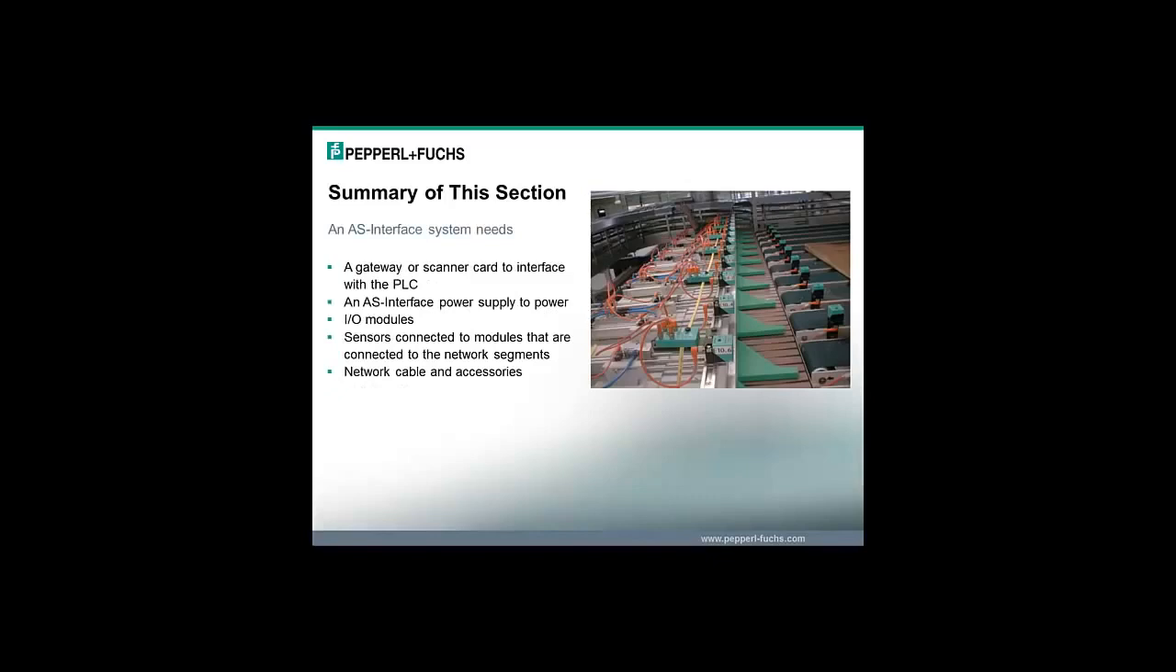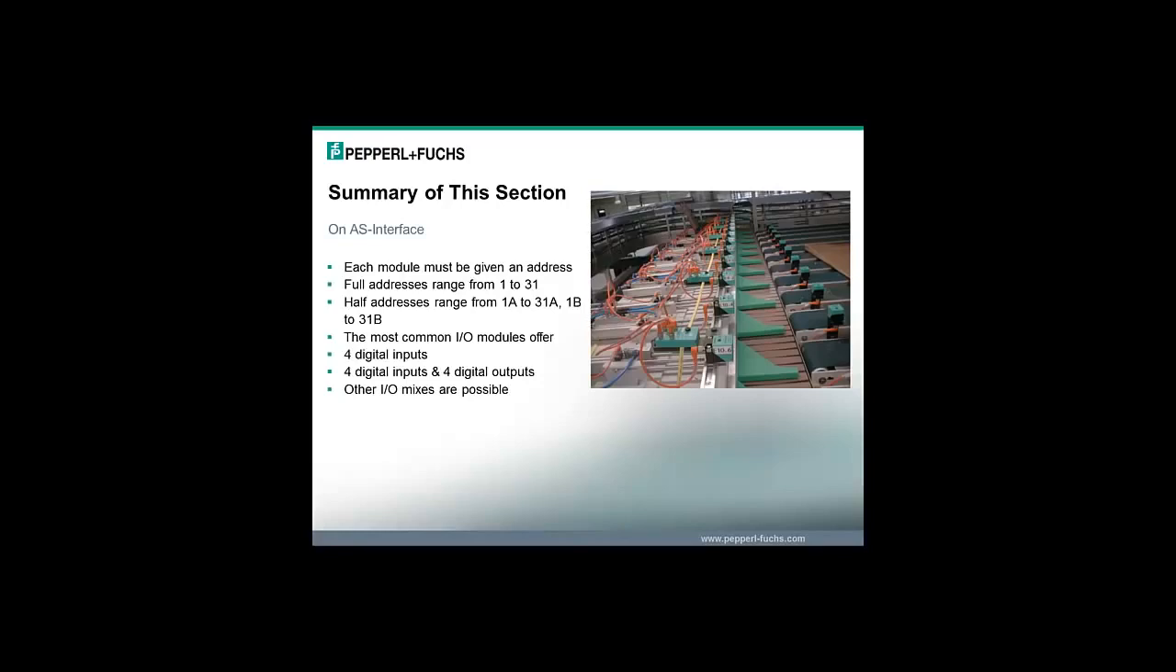Now that we have reached the end of part 1 of the AS interface training, let's quickly summarize what we've learned about the AS interface components necessary to set up a network. Every network must have exactly one gateway or scanner card to interface with the PLC. And every network segment must be powered using an AS interface power supply with decoupling. This power supply provides the power to run I/O modules and the connected sensors. Any installation needs a network cable and makes use of the accessory devices we are offering.